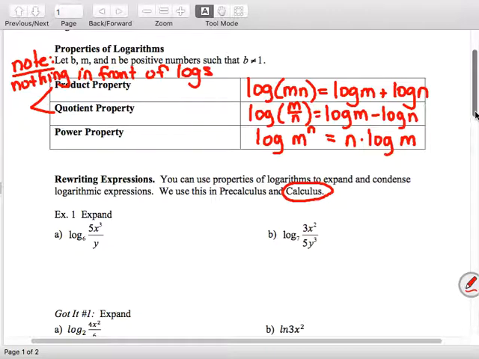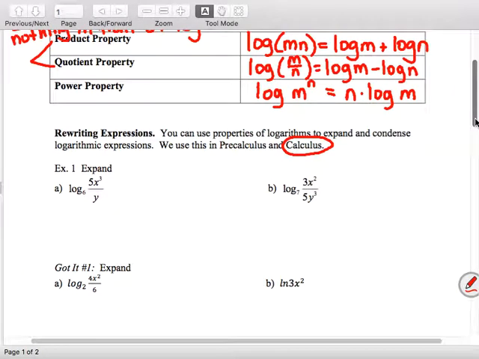So let's look at example 1. It says, I want to expand the log of 5x cubed over y with base 6. So watch this. I have a quotient. A quotient is a fraction or division. So my first step is I'm going to take care of the fraction. And I'm going to use the quotient property that says I can split the fraction into the log of the top minus the log of the bottom.